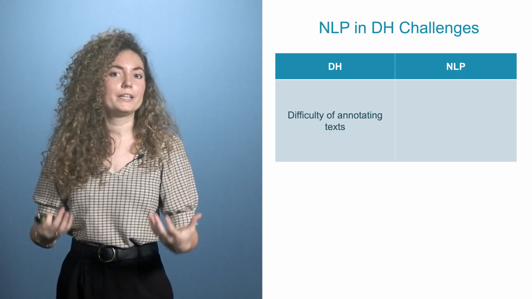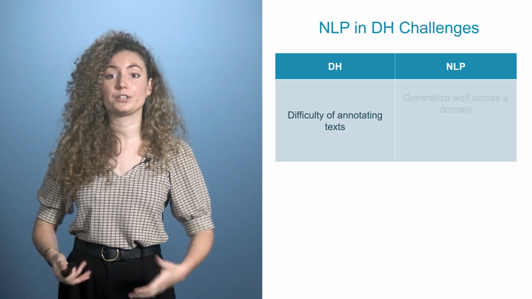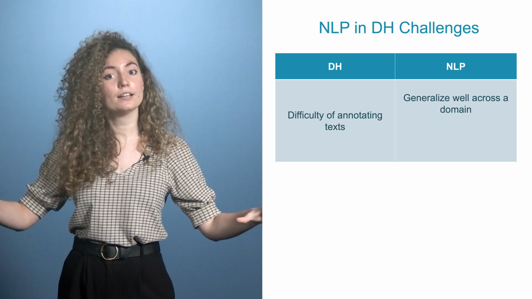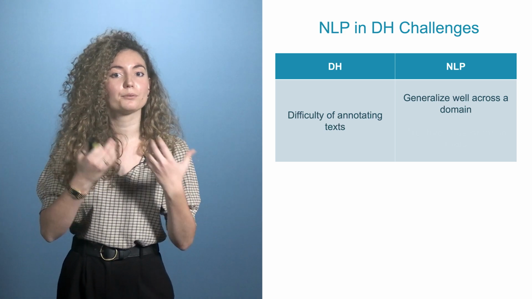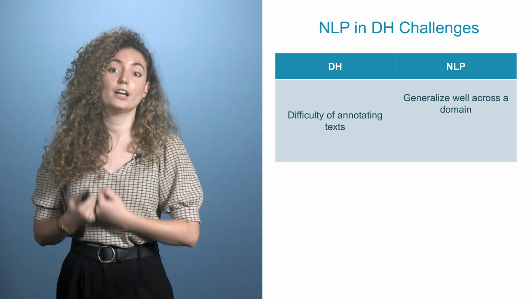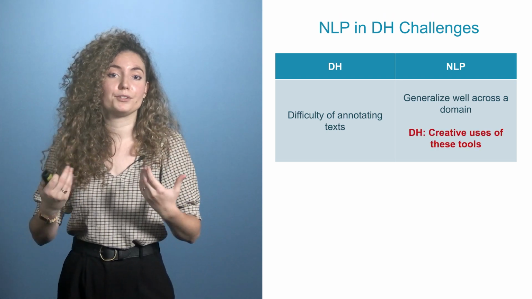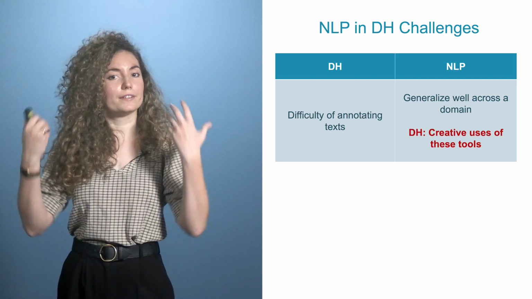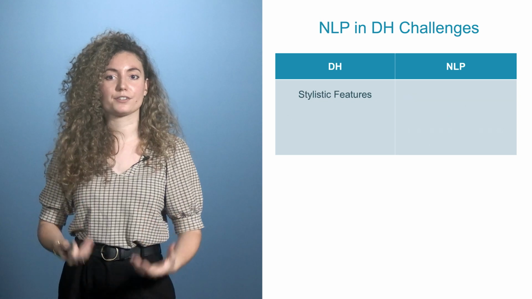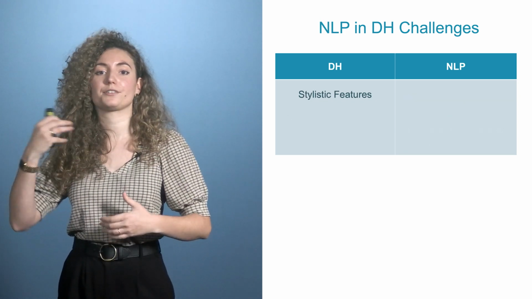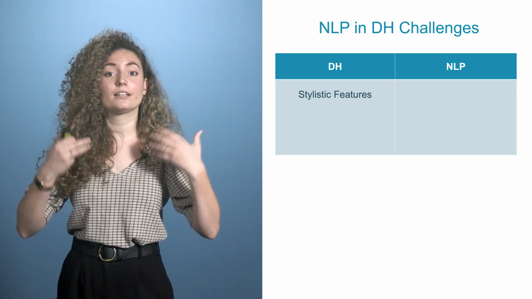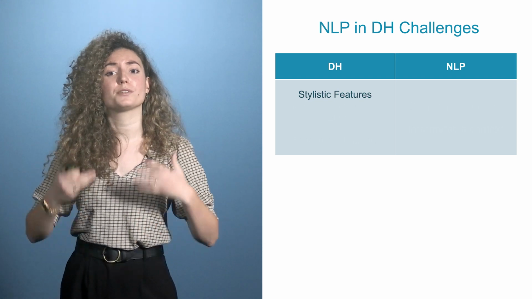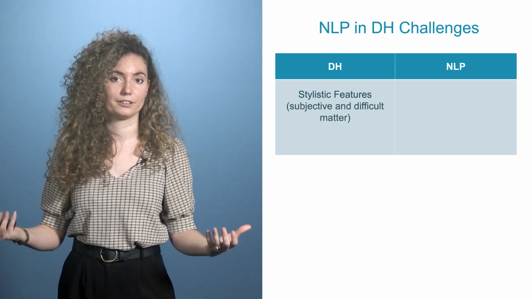Where modern NLP seeks to create and improve models which generalize well across a domain, DH scholars sometimes want to use these tools to answer literary historical research questions, which requires a more creative use of these tools. But if you think about it, its stylistic features, so think about metaphors or figures of speech, but also art forms such as poetry, interpreting literary historical texts becomes a very subjective and difficult matter.